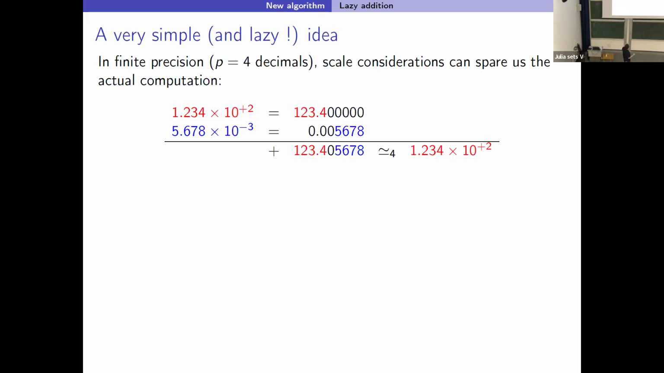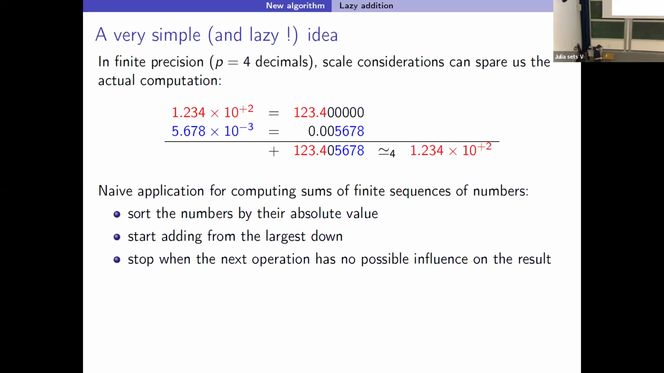If they're far away, you can throw away many things. Okay, so what can we do with this? Well, the naive way would be, you have a list of numbers and you sort them and you start adding. But of course, this is very, very slow. Just to sort the numbers is D log D.